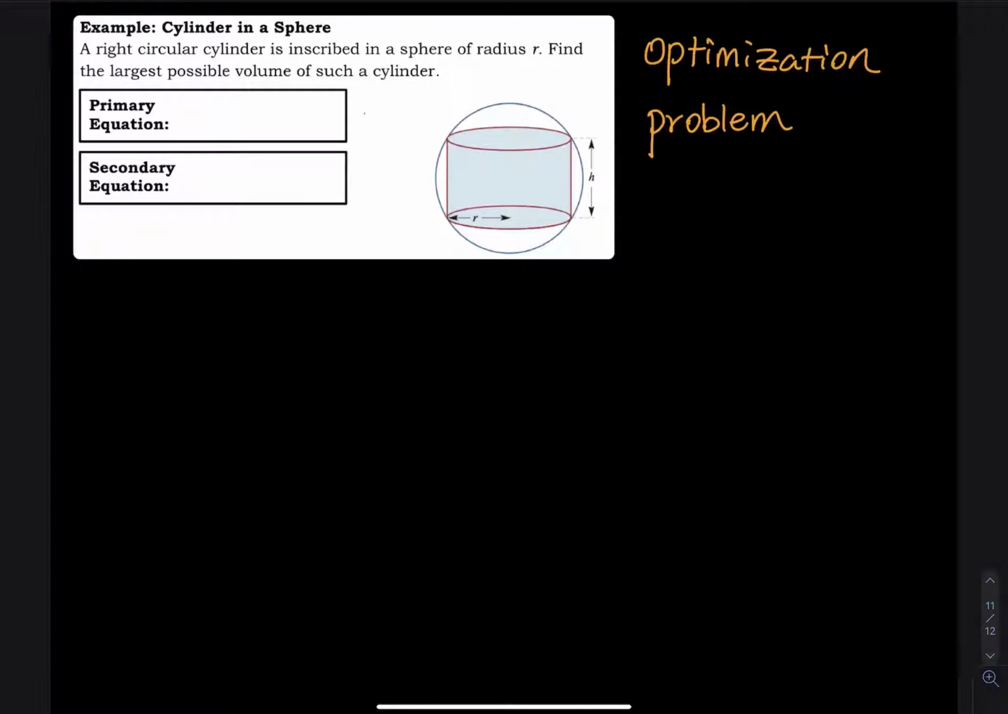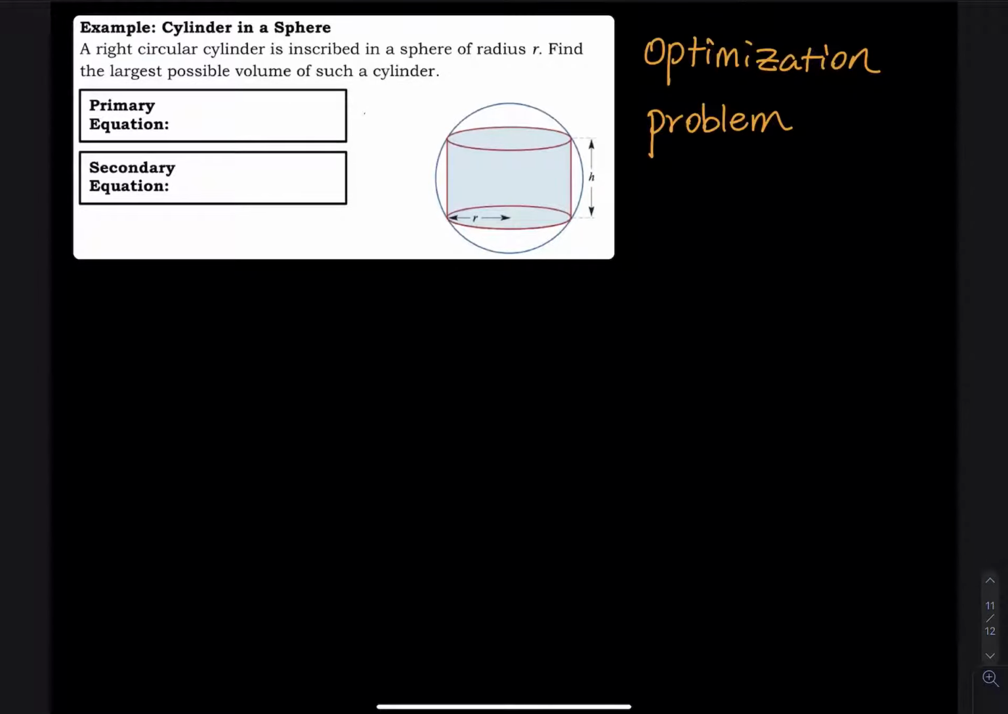When you study for a test, especially if optimization is on the test, make sure you study this type of problem. The bad news is this type of problem can be extremely complicated. Let's take a look at this one. A right circular cylinder is inscribed in a sphere of radius r. Find the largest possible volume of such a cylinder.